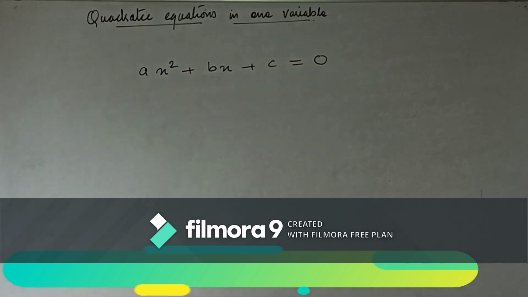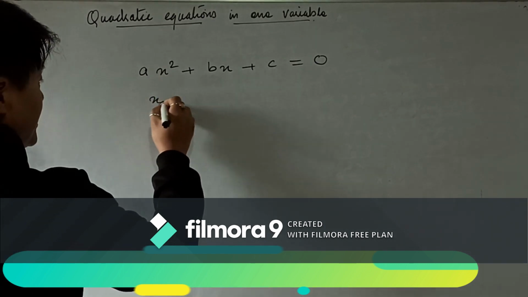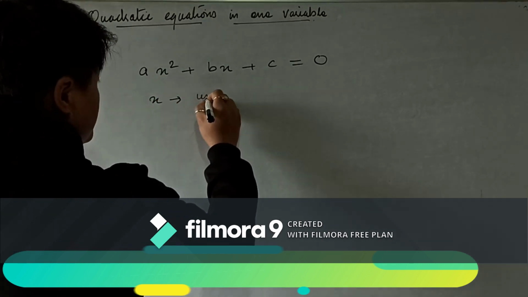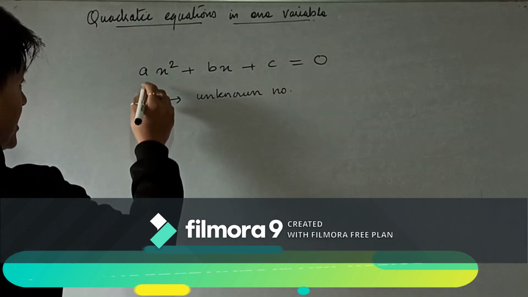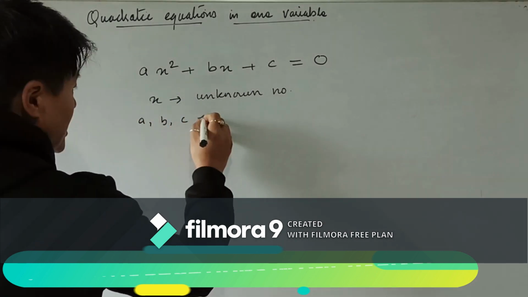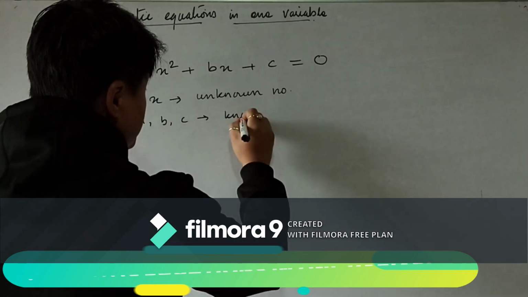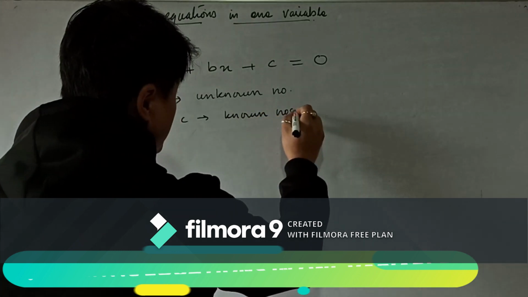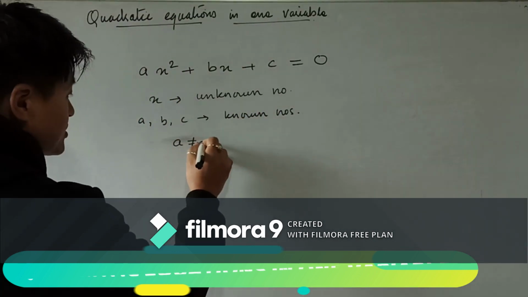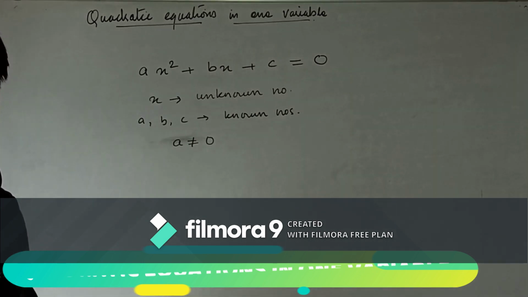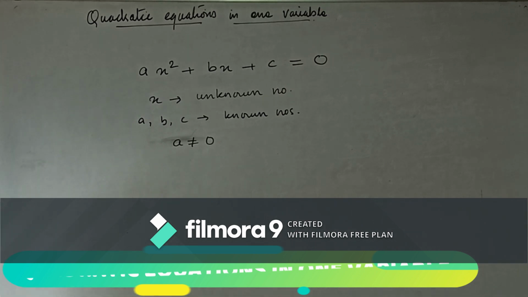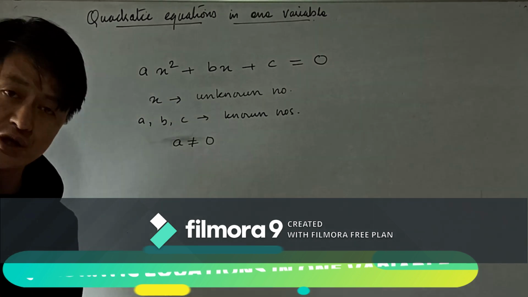This is the form. Here x is an unknown number, and a, b, c are considered to be known numbers, and a is not equal to 0. If a is 0, then the equation becomes a linear equation, which will not be a quadratic equation. And a quadratic equation has at most two solutions.